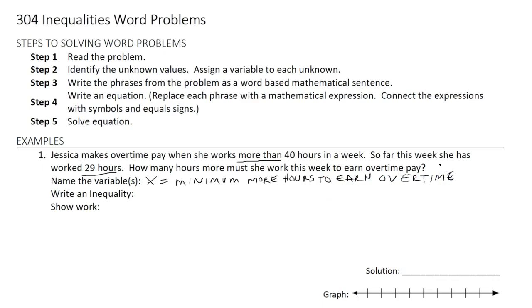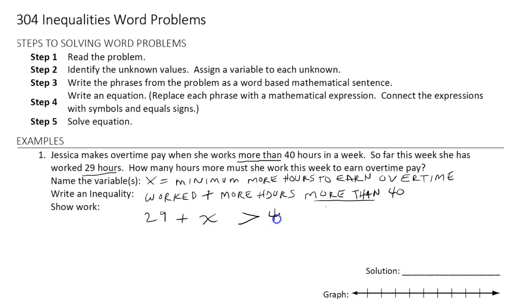Turn this into a sentence. Think about what she needs to do. She already worked, so the number of hours she already worked is the beginning of it, plus the number of hours that she needs to work has to be more than 40. More than is written with the greater than symbol. She has already worked 29 hours. The more that she's going to work is represented by the variable x. So we have 29 plus x is greater than 40, which we can solve easily. Subtract 29 from both sides, giving us x is greater than 11.